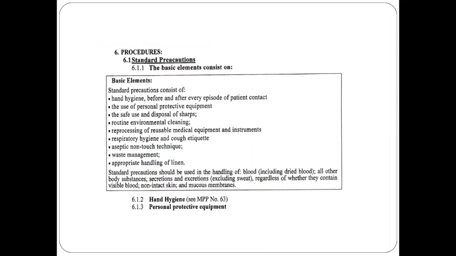We also have what is called standard precautions, which is basic hand hygiene. We said personal protective equipment: gloves, goggles, gowns, mask. Safe use of disposable sharps, which should be disposed of in the sharps boxes. Routine environment cleaning, this is done by nursing and housekeeping. Respiratory hygiene and cough etiquette, this is very important.